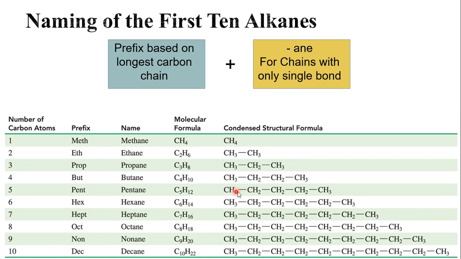So here we see 1, 2, 3, 4, 5 carbons. That gives us pentane. If it's 8 carbons, so 1, 2, 3, 4, 5, 6, 7, 8, so 8 carbons would be octane. So certainly you'll want to have this number of carbons and prefixes near you as you're starting to name these structures.